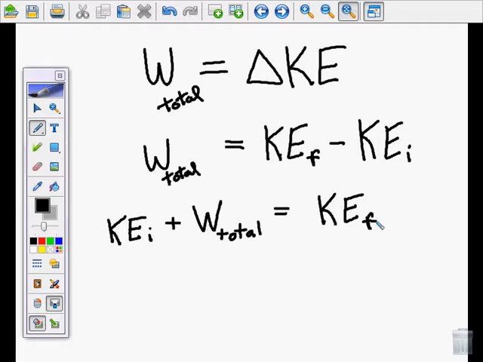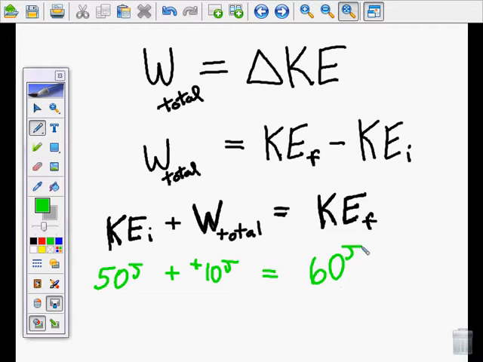So recall, kinetic energy is the energy of motion. If an object is moving along and has a certain initial kinetic energy, and then you do more work on it, it's going to end up having an even greater amount of kinetic energy in the end. It could be as simple as if an object had 50 joules of kinetic energy, and then you did another 10 joules of work on it, the new amount of kinetic energy is going to be 60 joules.